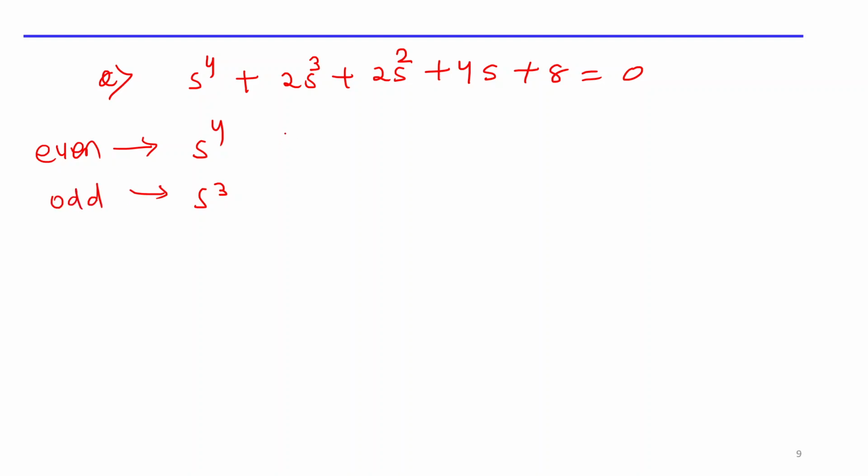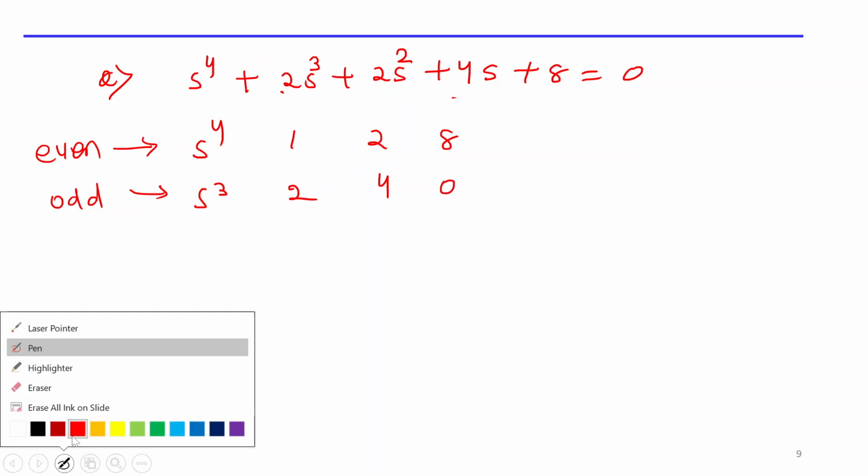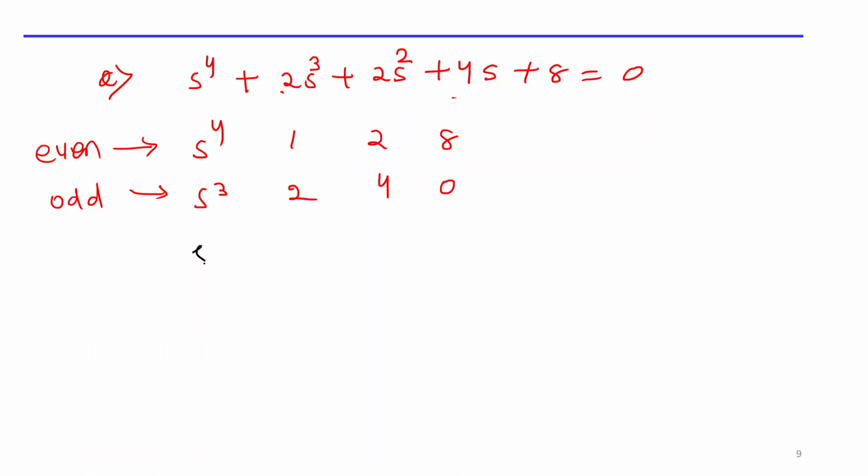So the even row is S4: 1, then 2, this is 8. Then another row: 2, 4, and 2 and 4. There are two terms there, and another term is 0. You can write it down. Next, find out the next coefficient, S square. How to find it? 2 into 2 is 4, 4 minus 4 is 0. So I don't require anything, this is a 0 term. Next this 8 has to come here diagonally. Then what is the coefficient of s to the power 1?